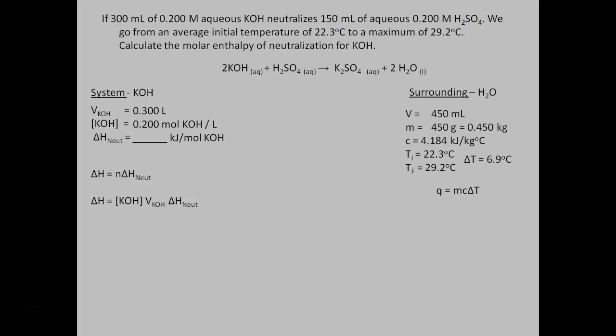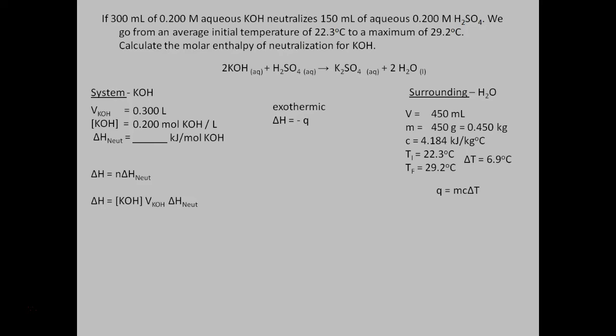Once again, I'm going to look, and in this case, my final temperature is greater than my initial temperature. This tells me that my surroundings has absorbed energy, so therefore my system must have released it. So my system is exothermic, and my delta H will be equal to negative Q.